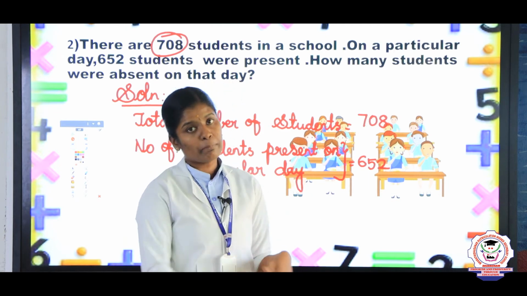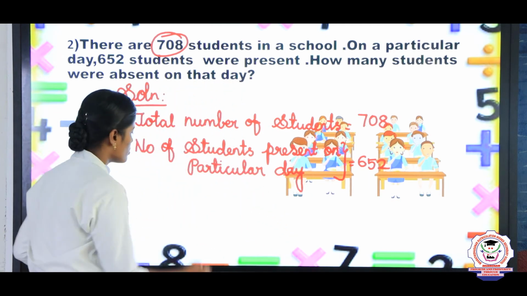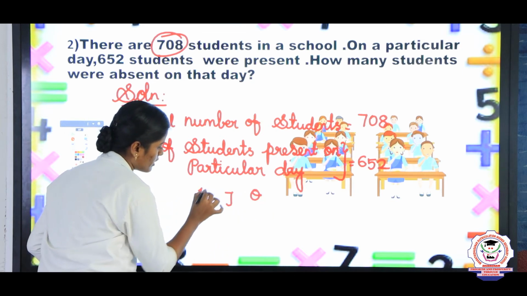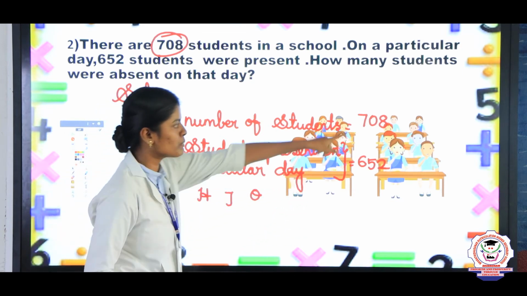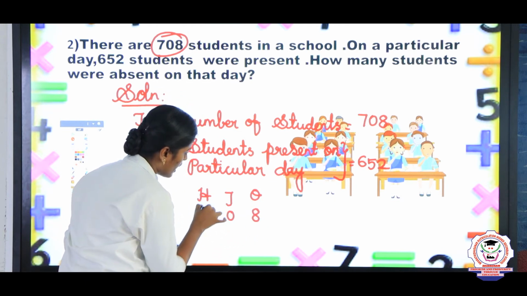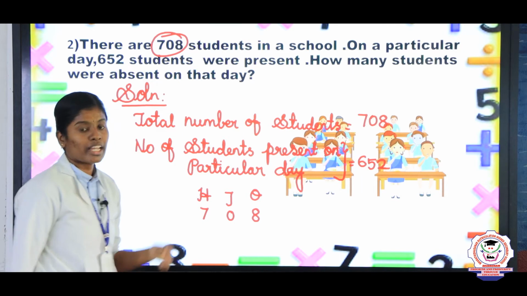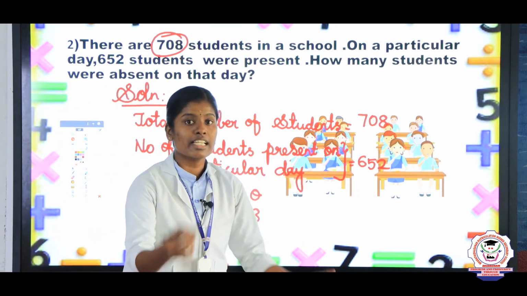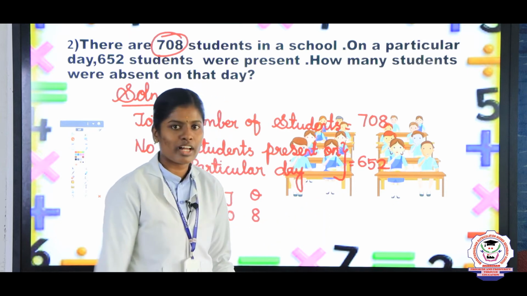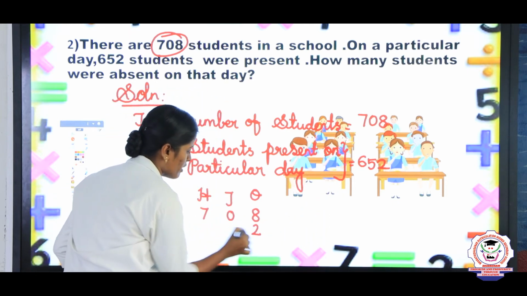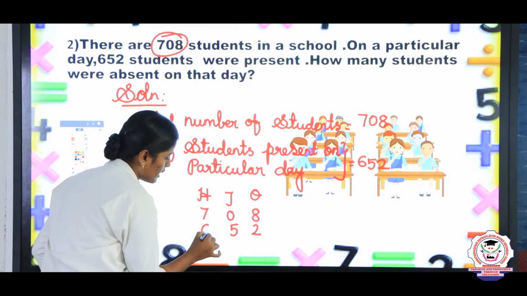We need to write the place values. Write the place values: ones, tens, hundreds. Here the ones place value is 8, tens place value is 0, hundreds place value is 7. And next we have 652. Now tell me, Nasreen, what is the ones place value? Very good. The ones place value is 2, 5 and then 6.